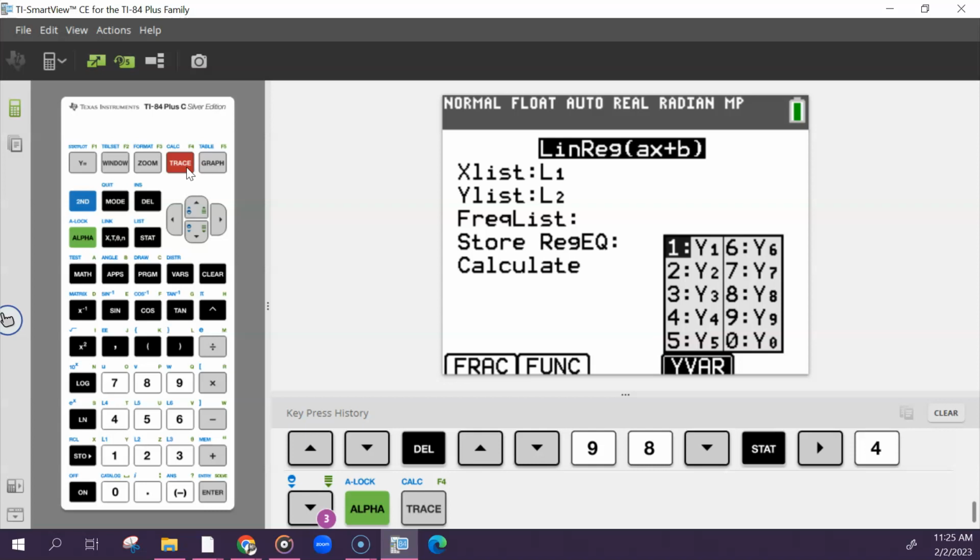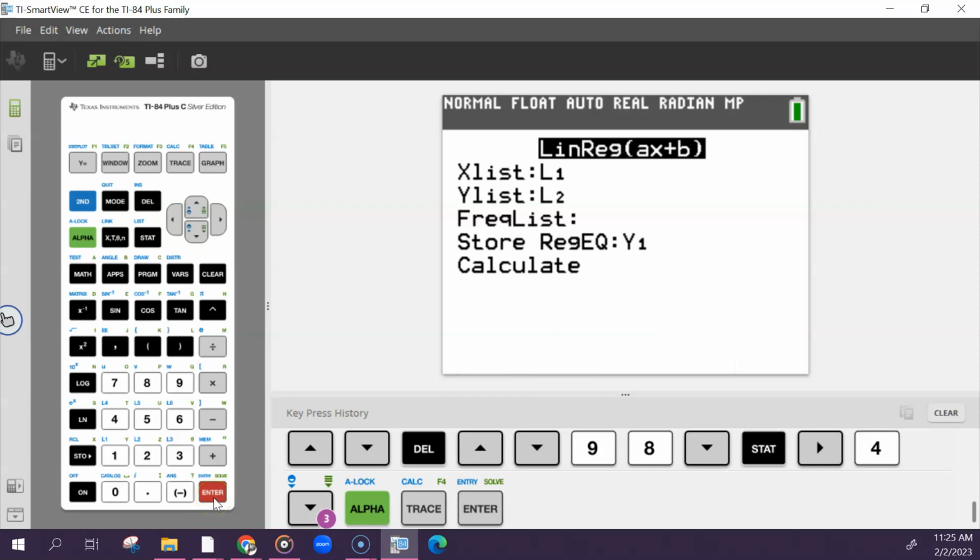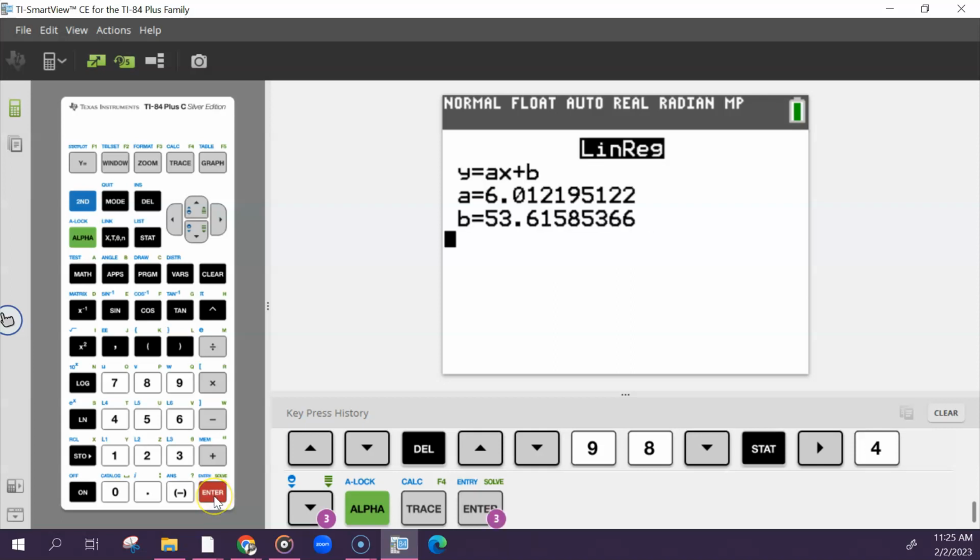A window will pop up with different y equations. Pick your favorite one, or I just go with the first one. So you can either hit the number you want, or just hit enter. And then you can scroll down to calculate and hit enter, or just keep hitting enter until your screen changes. Anyone not get to the screen? Anyone else not get to that screen?